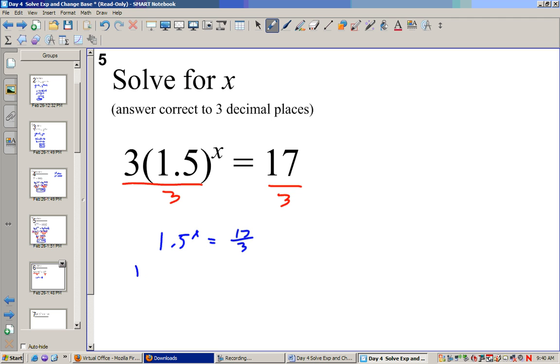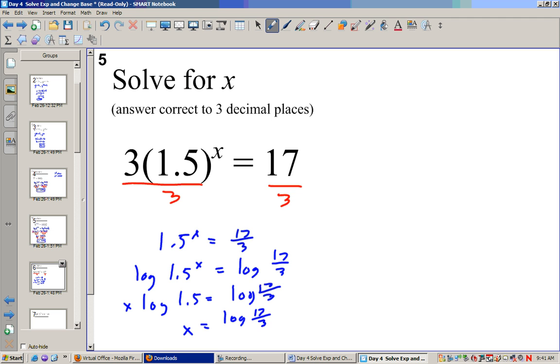Now I want to take the log of both sides, so log of 1.5 to the x is equal to log of 17/3. That x comes out front. And what we like about that x coming out in front is now we can divide by log of 1.5. So I have the log of 17/3 divided by the log of 1.5, and my answer is 4.278.